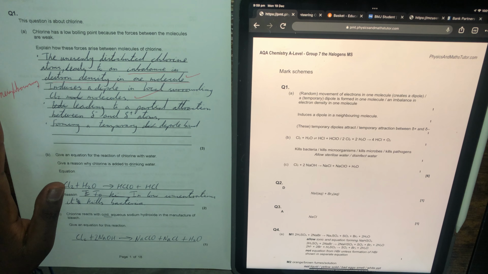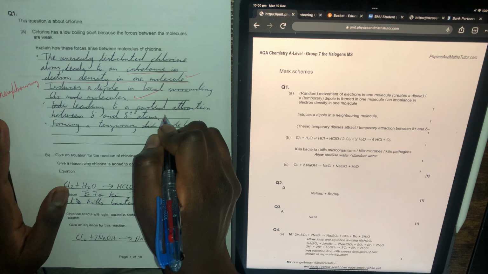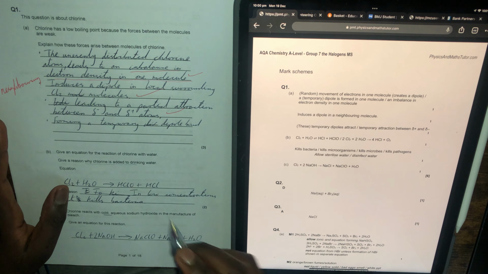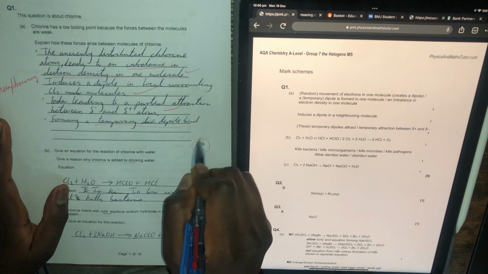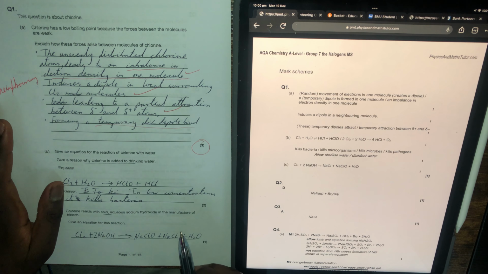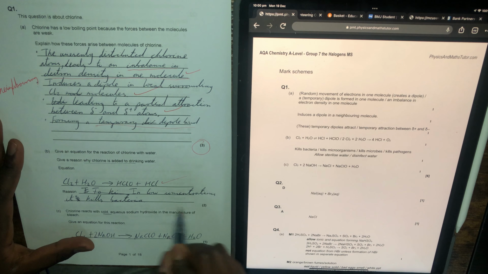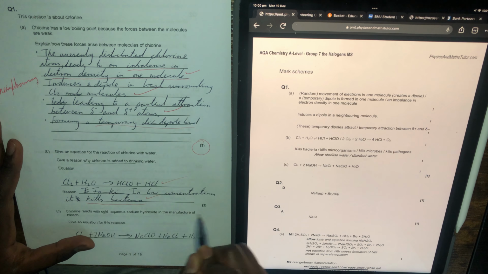And these temporary dipoles attract, leading to a partial attraction between the partially negative and partially positive atoms. Partial attraction, temporary attraction. You can get the marks for that, forming a temporary dipole. Even when you said temporary dipole bond anyway, so 3 marks there. Next, low concentration. That's just correct. Just saying kills bacteria is enough.